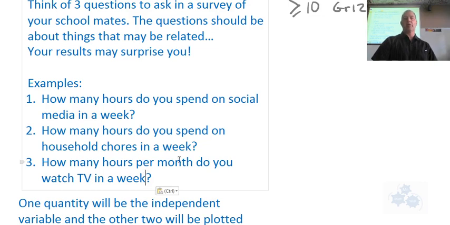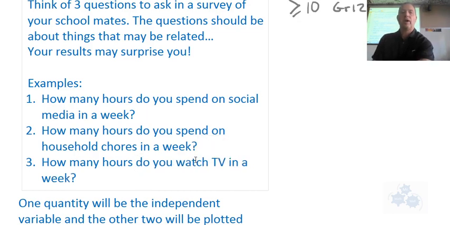And how many hours do you watch TV in a week? We're going to change those months, right? So you might find that, if a person spends more time on social media, they also spend more time watching TV. Or you might find that if someone spends a lot of time on social media, they don't watch TV as much. I don't know.